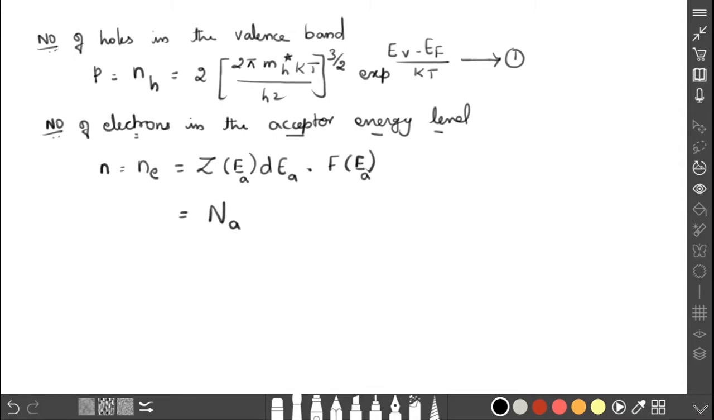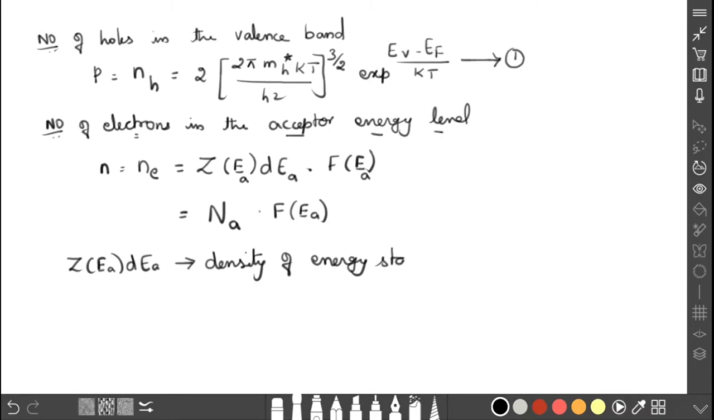Okay, NA into F of EA. What is this NA? Let me explain this. Z of EA into dEA is nothing but density of energy states. That means how many energy states are available to occupy the electrons. So density of energy states, which is nothing but NA, the density of acceptor energy states. So I am going to replace this Z of EA into dEA by NA.